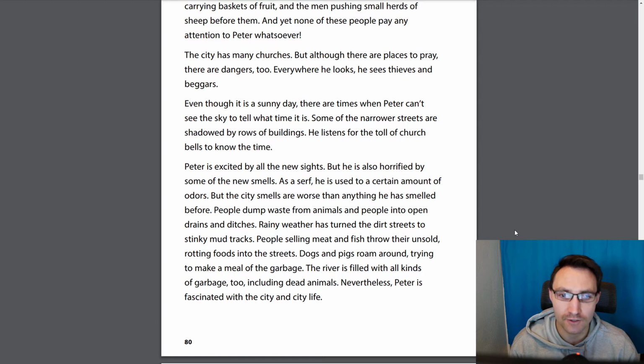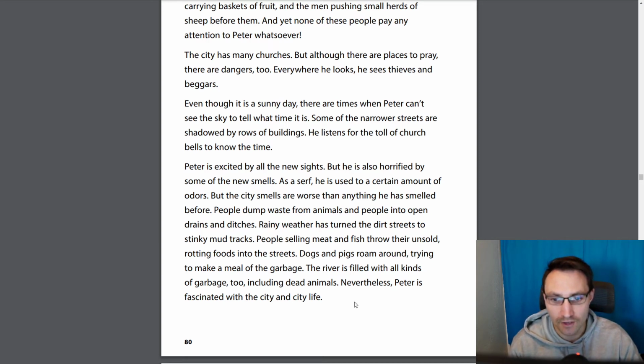As a serf, he is used to a certain amount of odors, but the city smells are worse than anything he has smelled before. People dump waste from animals and people into open drains and ditches. Rainy weather has turned the dirt streets to stinky mud tracks. People selling meat and fish throw their unsold rotten foods into the streets. Dogs and pigs roam around trying to make a meal of the garbage.